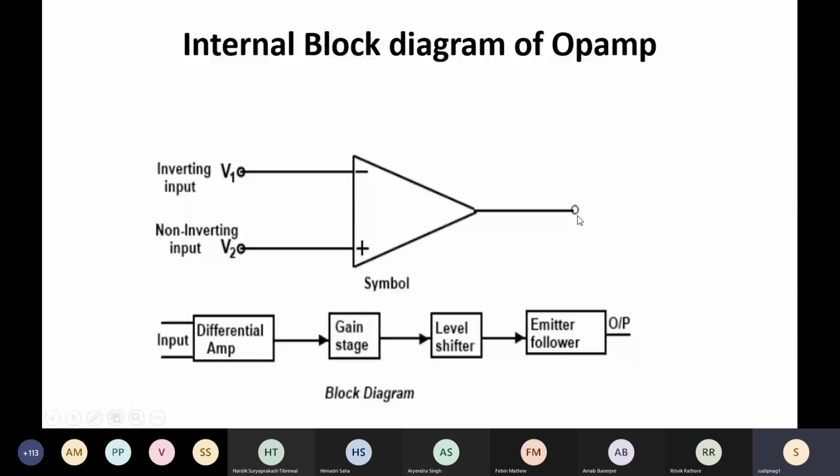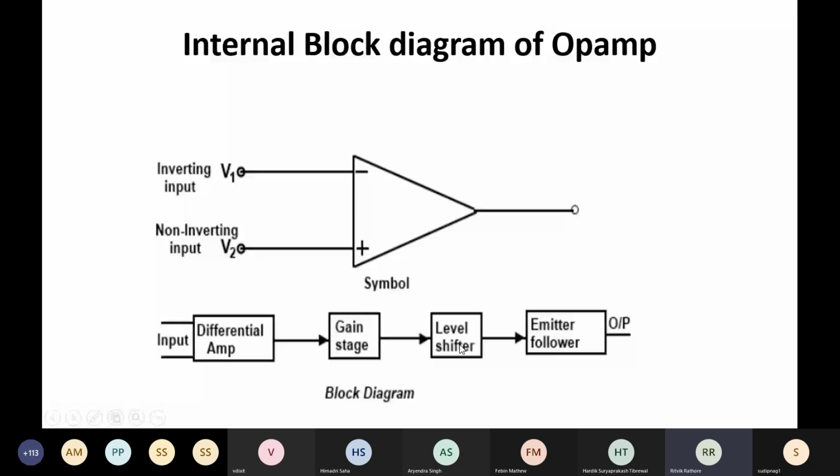Okay. Good. So the prefix operational is added to this amplifier because it can perform a variety of mathematical operations. Like it can add two signals, it can subtract them. We can do exponentiation, logarithm, differentiation, integration, and many more operations. So inside this op-amp, there are a number of stages being connected. There might be one or more than one stages of a differential amplifier, followed by a gain stage, which is usually a common source amplifier. Then there is a level shifter.